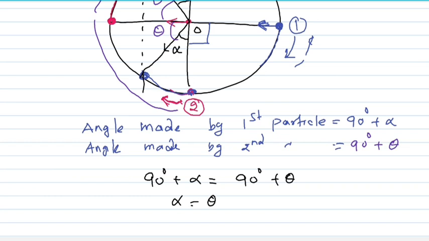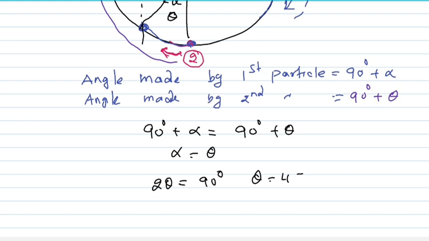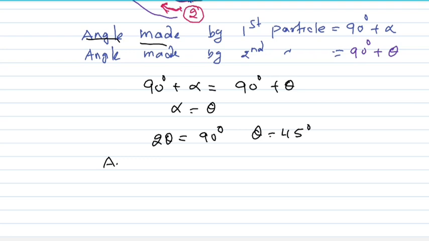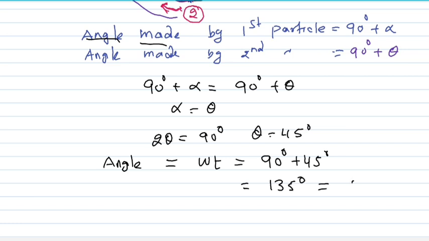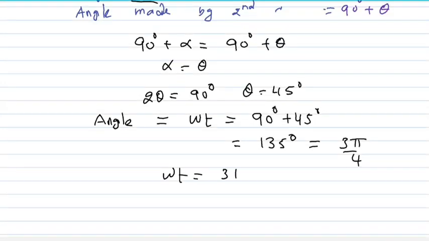So in the triangle, if I replace alpha by theta here, I will get angle theta. Then clearly I can say that this angle 2 theta is equal to 90 degrees. So theta is equal to 45 degrees. That means the angle made by the first particle is given by omega t, which is equal to 90 degrees plus 45 degrees. So this is 135 degrees, which can be taken as 3 pi by 4. Now, omega t is equal to 3 pi by 4.